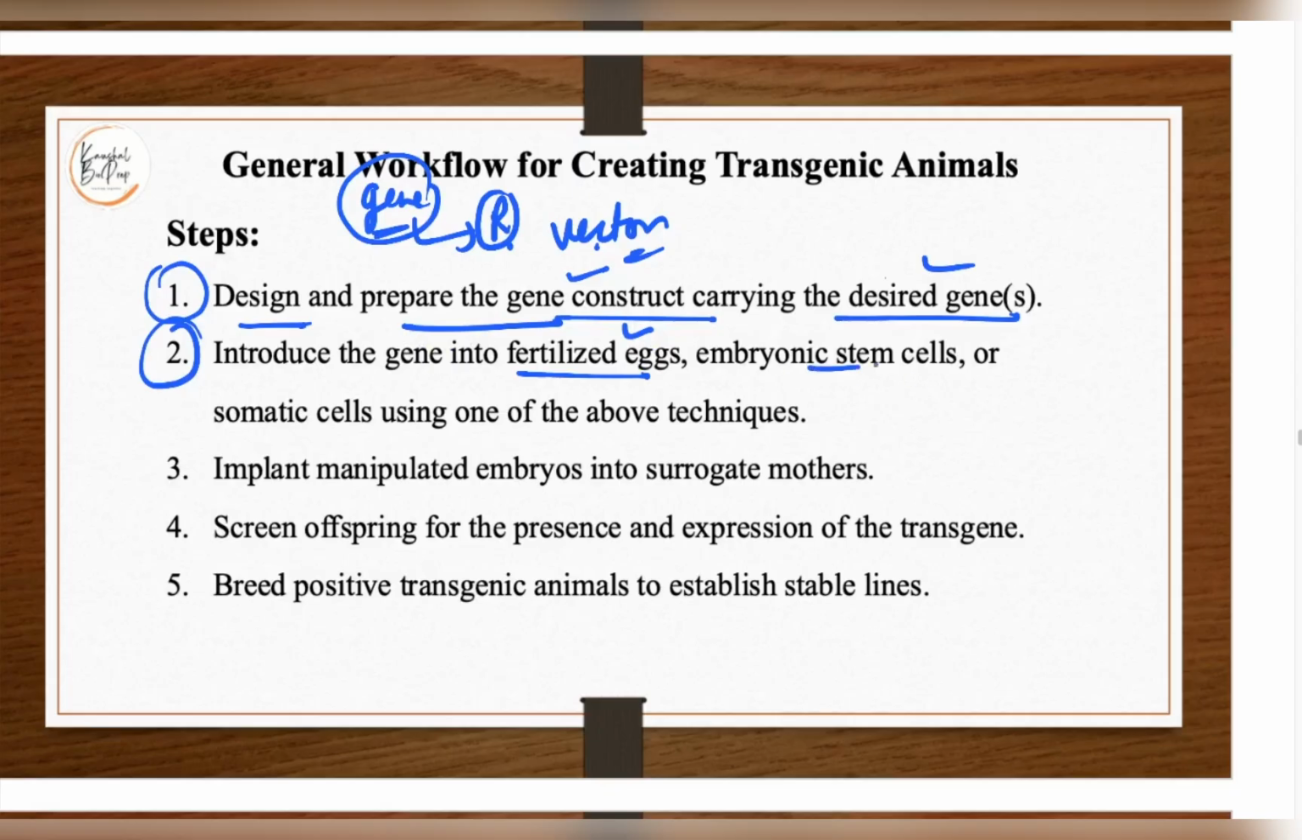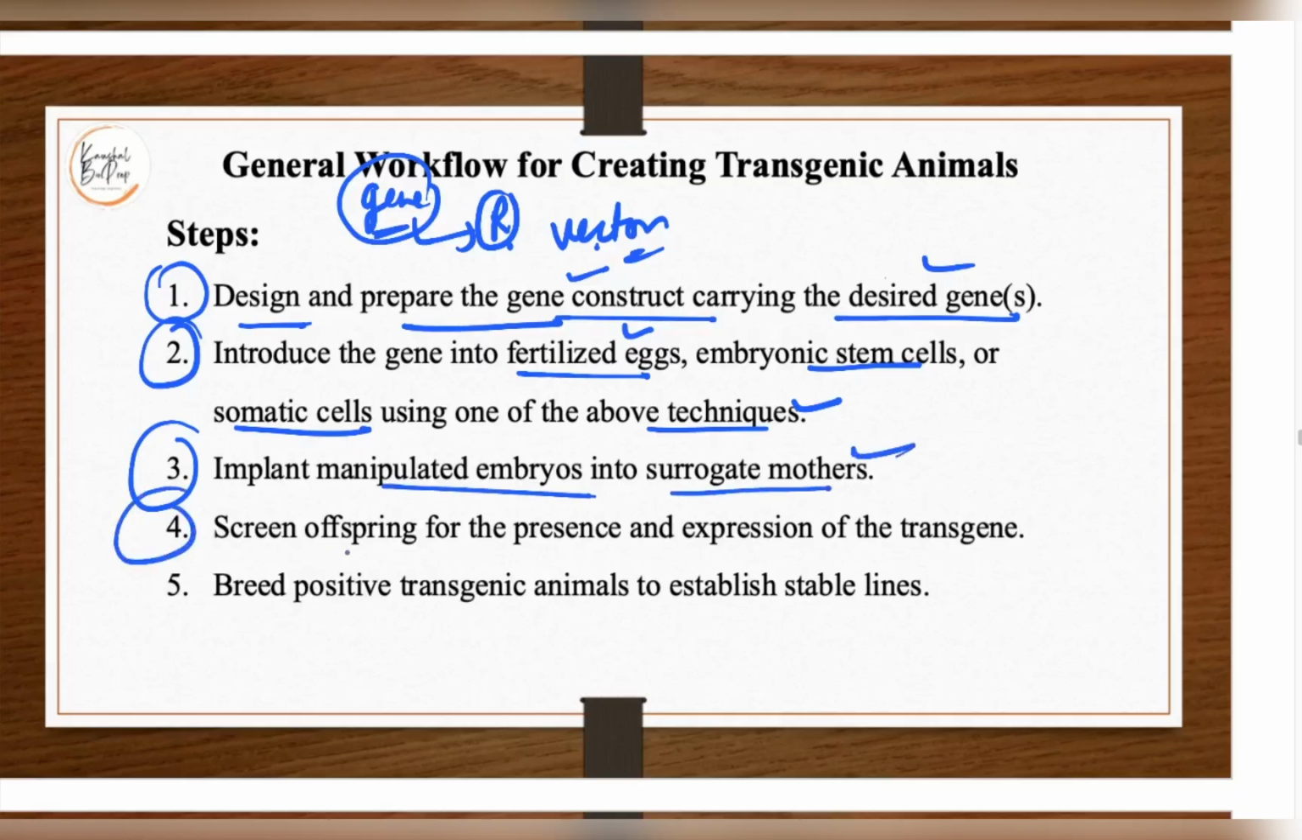Or you can do this in an embryonic stem cell, in a somatic cell, whatsoever you want, using one of the above techniques. That means you can either take the fertilized egg, the embryonic stem cell, or the somatic cell, and just introduce the gene into that. Then implant the manipulated embryo into a surrogate mother.